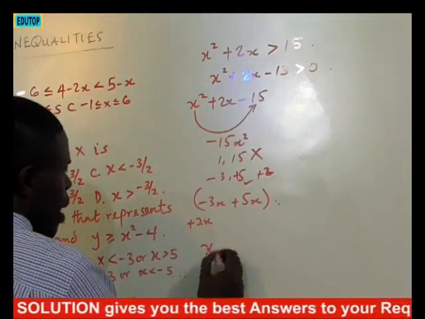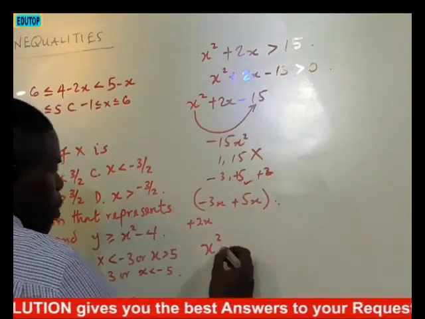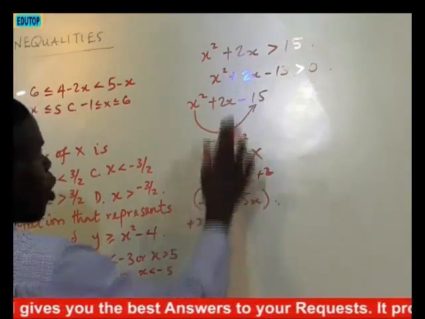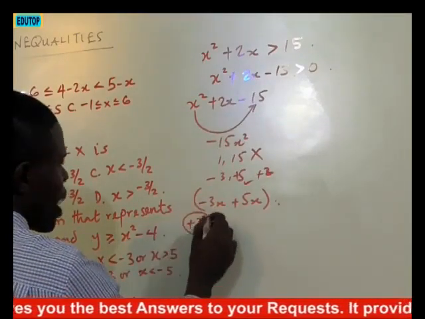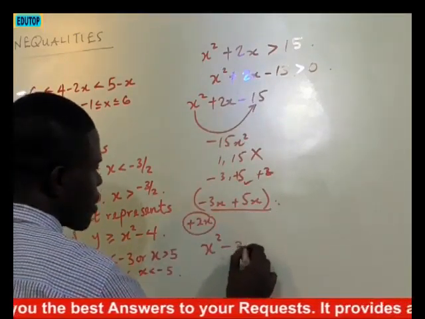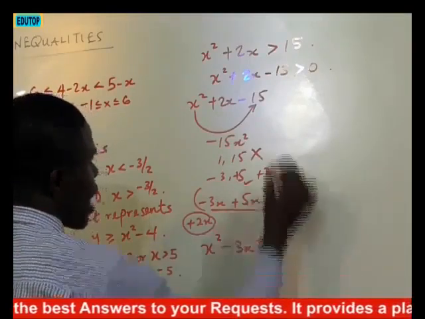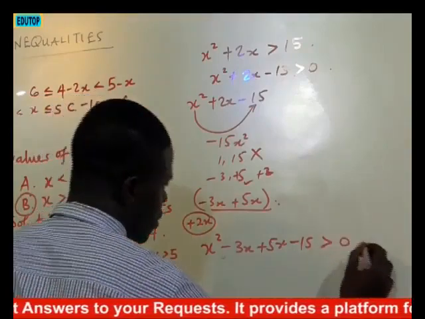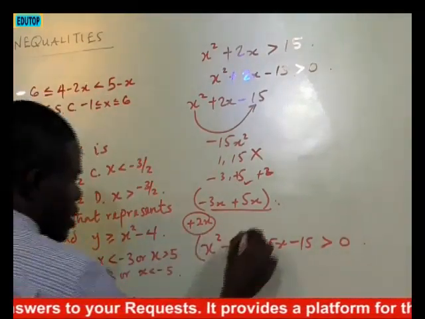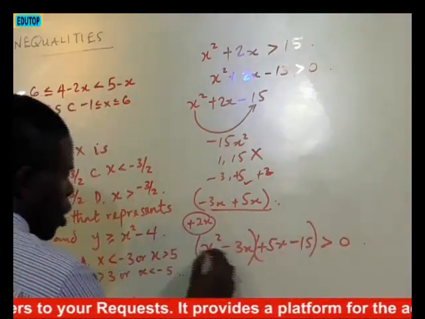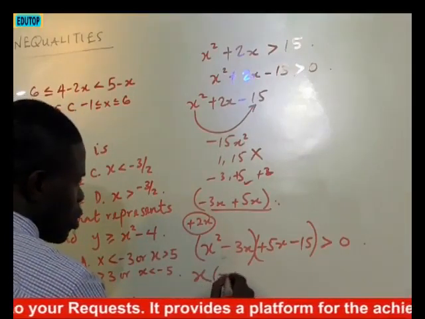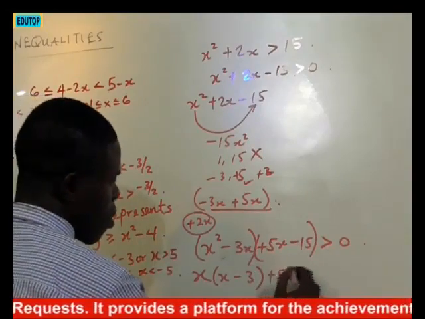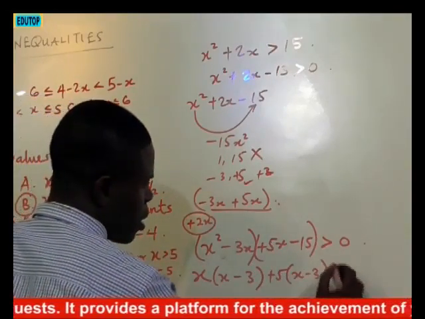Then we have x squared. I'm starting from here. Plus, so instead of writing plus, I have what? Plus 2x. And anytime I see plus 2x, I will replace it with this. I will have minus 3x plus 5x. Then I'll write the last constant, which is minus 15, greater than 0. Now I dissect it this way. What is common here? x is common. x into x minus 3. Then what is common here? Plus 5 is common. I have x minus 3 greater than 0.